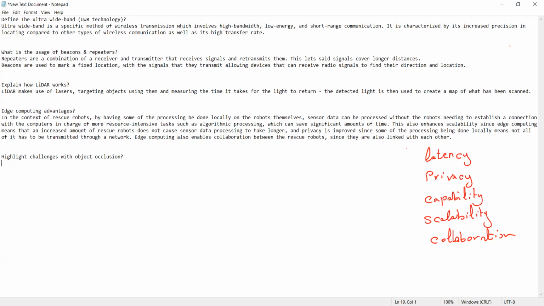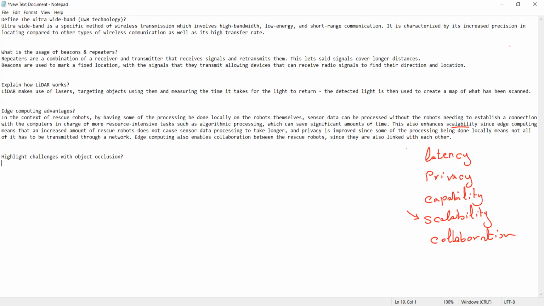So Leo, your answer also is okay. It's fine. The thing is that I would like to emphasize scalability. Scalability here means that when they use edge computing on top of the robot, they are able to reduce the amount of processing power that is needed by the servers.